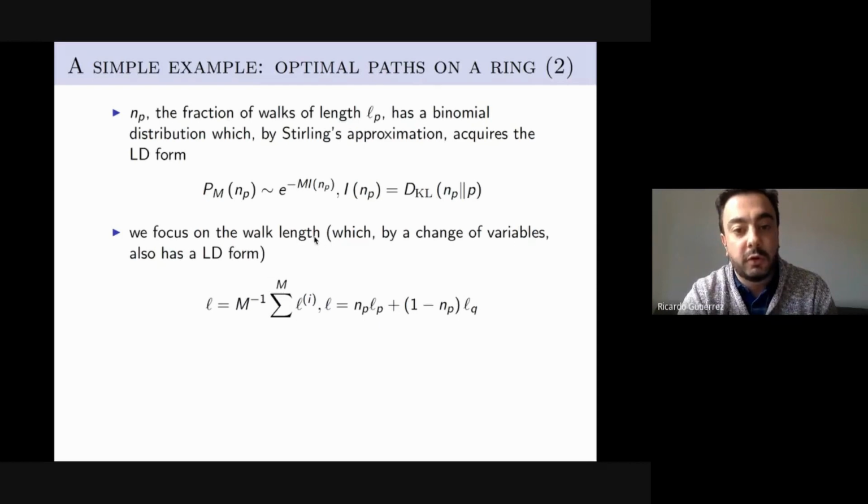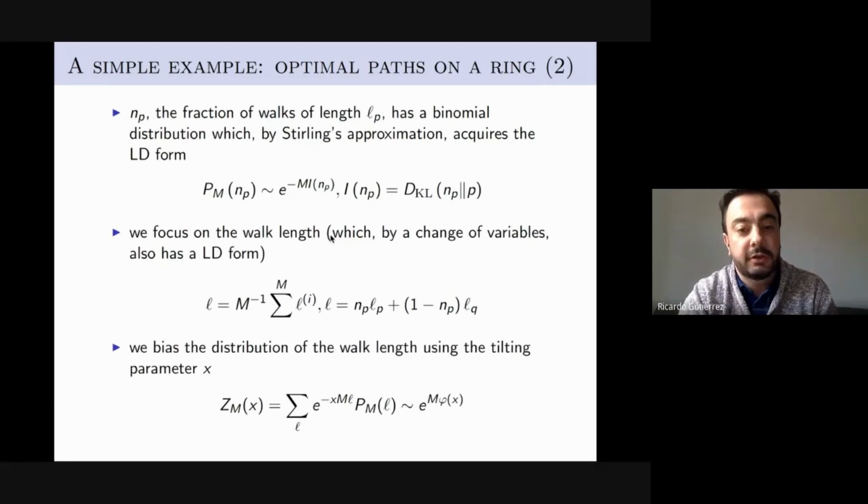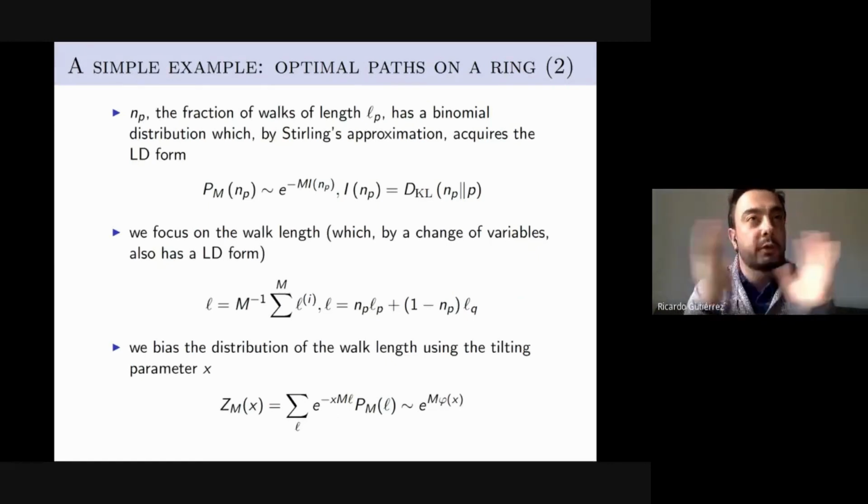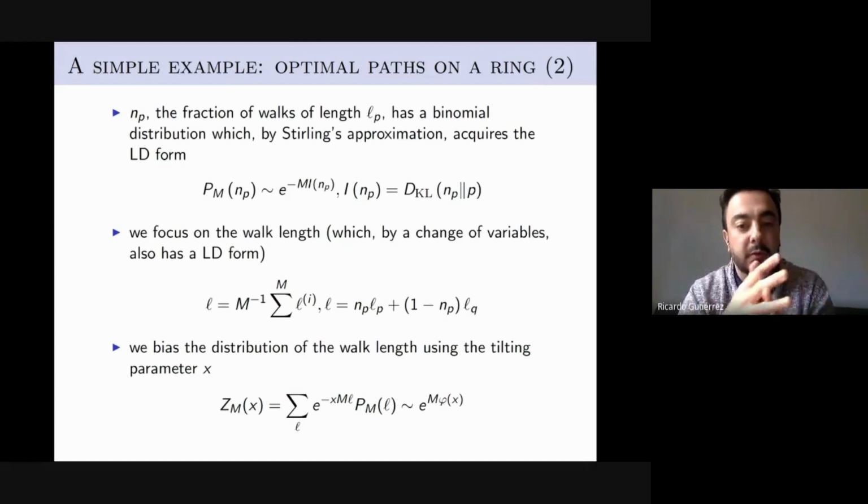So we focus on the walk length as our observable, which by a change of variables also has a large deviation form. So the walk length is simply the fraction of walks with a length P multiplied by that length, and the rest multiplied by the other length. So we change variables here, and we also have a large deviation form, which I'm not showing here, but is essentially this with a change of variables. And now what we do is we bias it. So this is what we get if we don't do anything. We just run the random walk for some time, and then the average length of the random walk is given by some probability distribution.